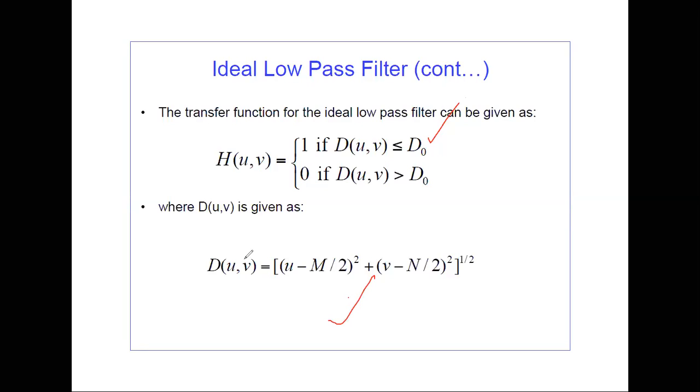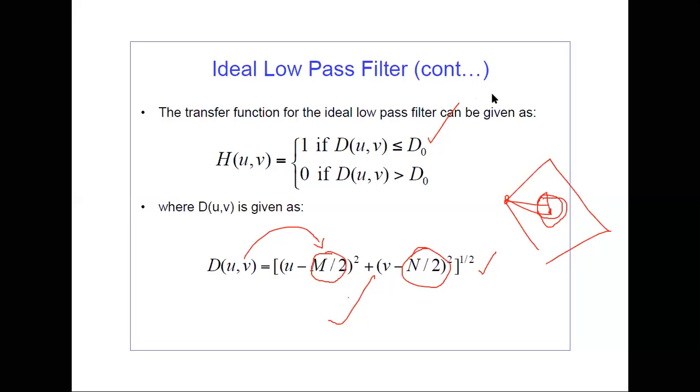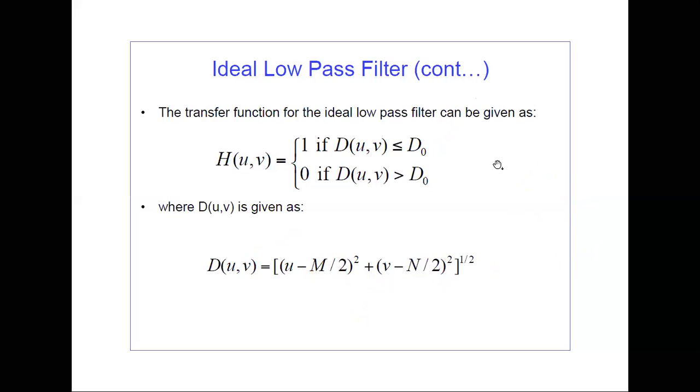And why do we have to do this? Because the center is not the actual origin; the numbering starts at 0. We have to go to the center, and from there we have to pick the corner. That is why u minus M by 2, v minus N by 2. From this particular point we have to come to the center, and from there we have to pick the values. That is the meaning of this particular D.